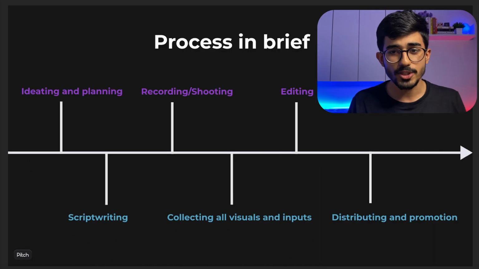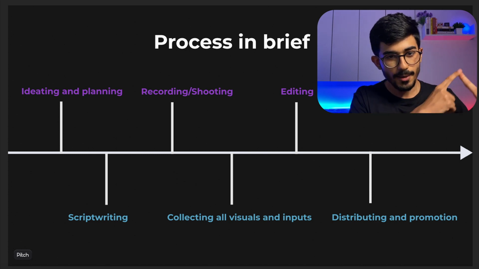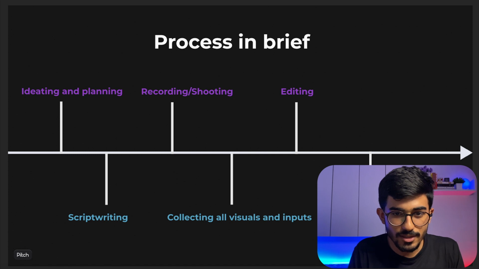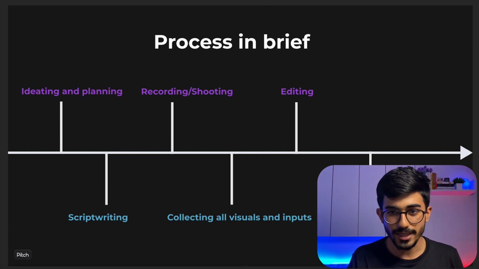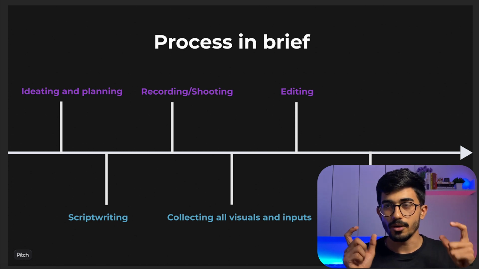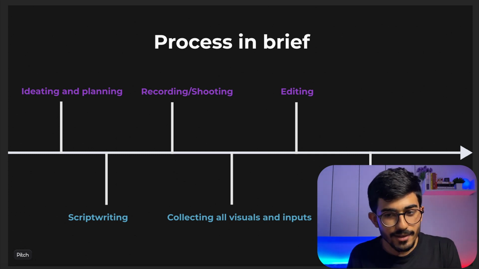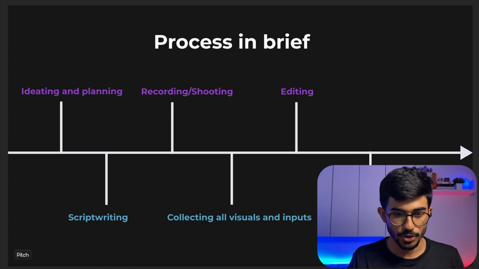Next up, the process in brief: how I record my videos. First, planning and ideating. So first ideate, then write the scripts, record, collect visuals. And if you have a really proper video wherein you are putting in B-rolls and all of those things, then collect those visuals, edit it, and then distribute it, promote it to all of your social media handles.